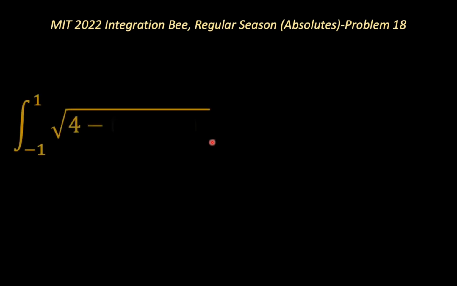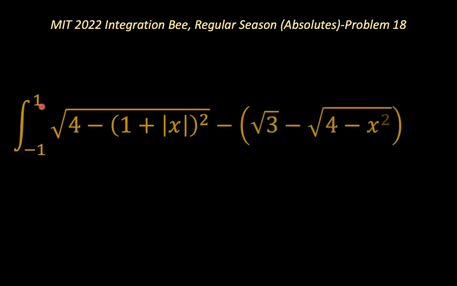So the problem itself was the integral from x equals -1 to x equals 1 of the square root of 4 minus (1 plus the absolute value of x) squared, minus (the square root of 3 minus the square root of 4 minus x squared).